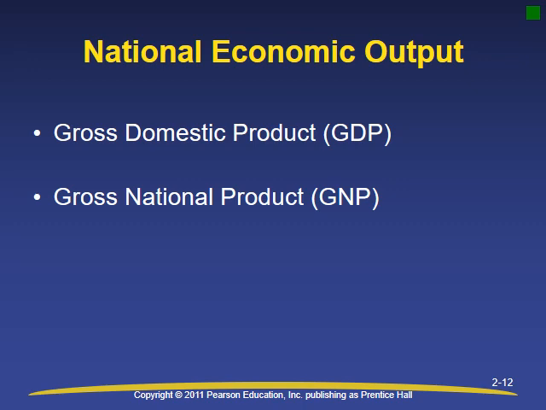GDP has largely replaced an earlier measurement called the Gross National Product, or GNP. GNP excludes the values of production from foreign-owned businesses within a nation's boundaries and includes receipts from the overseas operations of domestic companies. GNP considers who is responsible for production, while GDP considers where the production occurs.